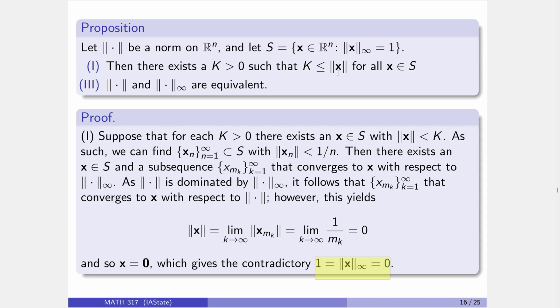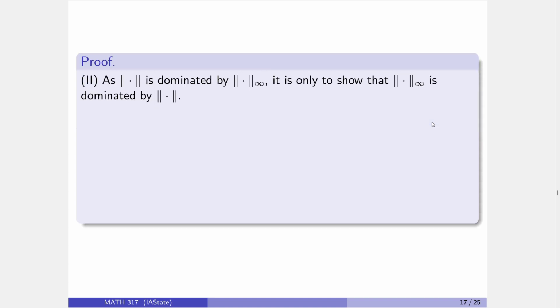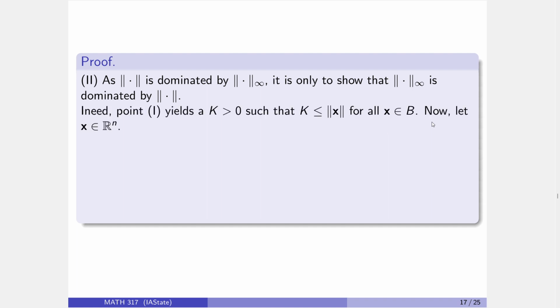So the norm of this must equal 0, which means I have the 0 vector, but that's contradictory because x was chosen to be in the sphere of the infinity norm, and that gives you that it's equal to 1. And 0 is equal to 1, which is no good. So it's got to be that there is some k that bounds these below. Neat little proof. It's always a good proof when you prove 1 is equal to 0.